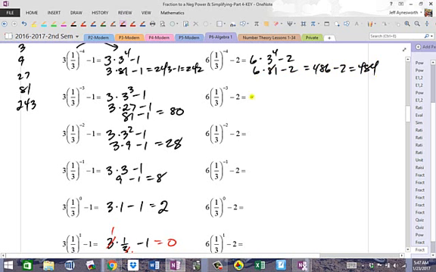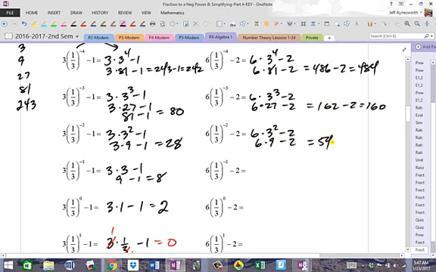So 6 times 3 cubed minus 2. 6 times 27 minus 2. It's 120 and 42, so 162. So 162 minus 2, 160. This is 6 times 3 squared minus 2. 6 times 9 minus 2. 54 minus 2 is 52.